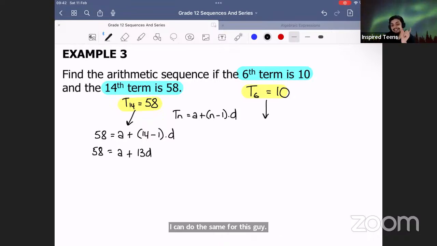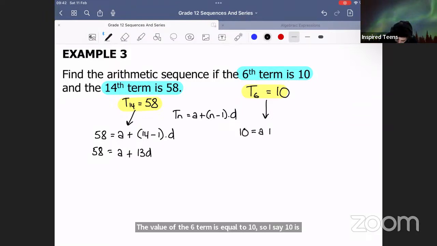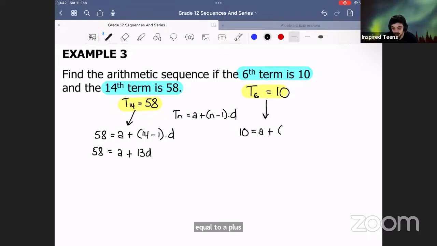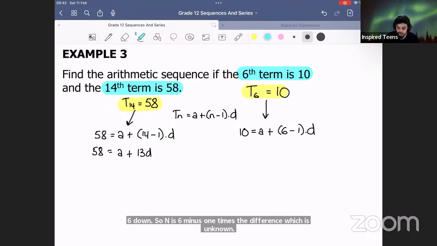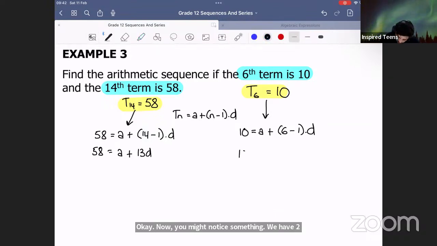I know that the 6th term is equal to 10. The value of the 6th term is equal to 10. So I say 10 is equal to A plus N minus 1 times D. Which term is 10? The 6th term. So N is 6, minus 1 times the difference, which is unknown. Now you might notice something. We have 2 equations. Let's just simplify this one. We have 2 equations and 2 unknowns.